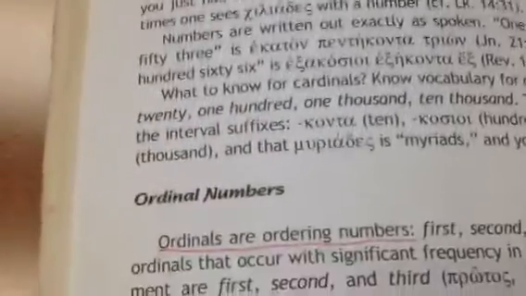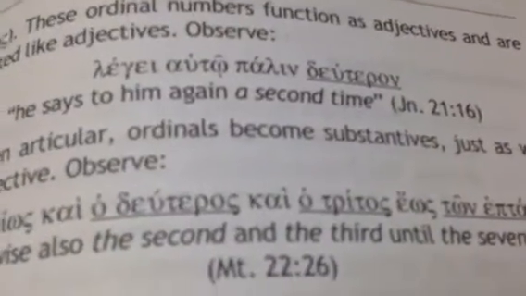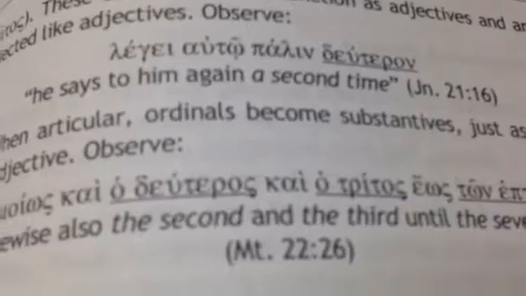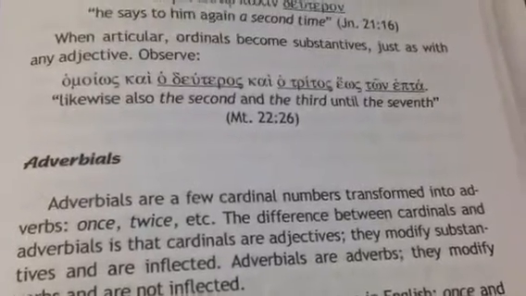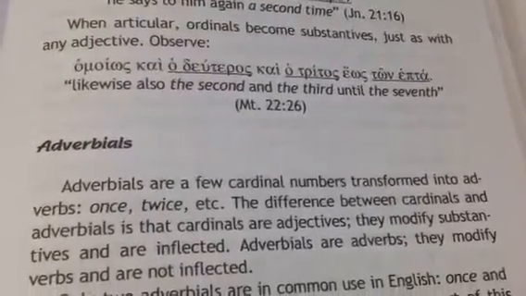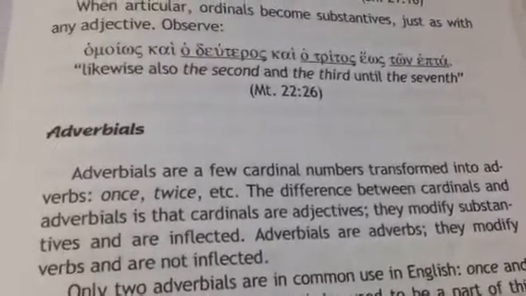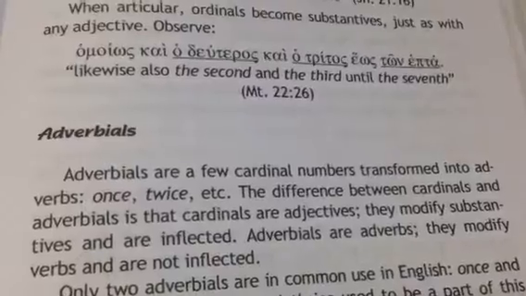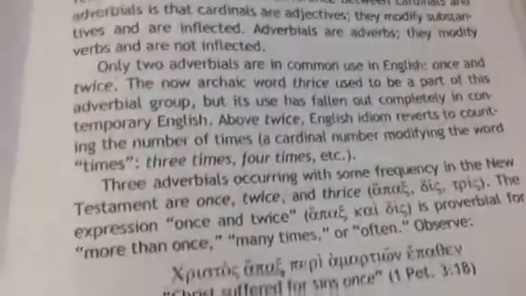Now the ordinals are numbered, first, second, and third, and so on. You can actually pick them out. Ho protos, ho deuteros, ho tritos, the first, the second, and the third. Okay, so because a few cardinal numbers are actually used as adverbs, we justify throwing it into this particular chapter, and so that would translate into the use of once or twice, and so on and so forth, and so they are not necessarily inflected.